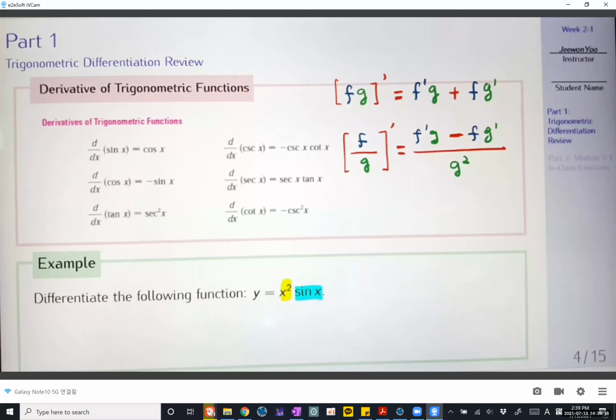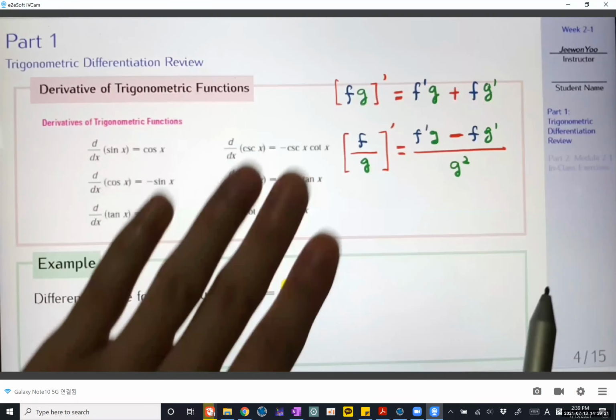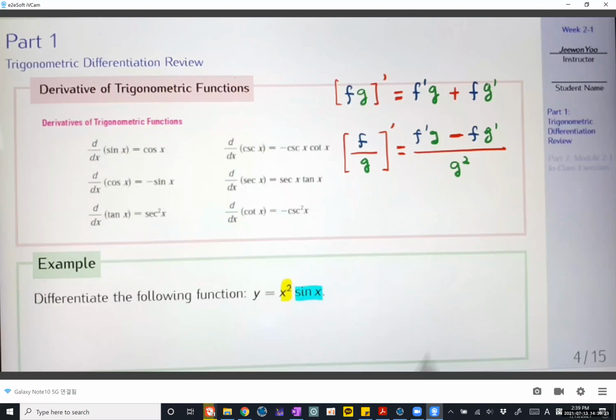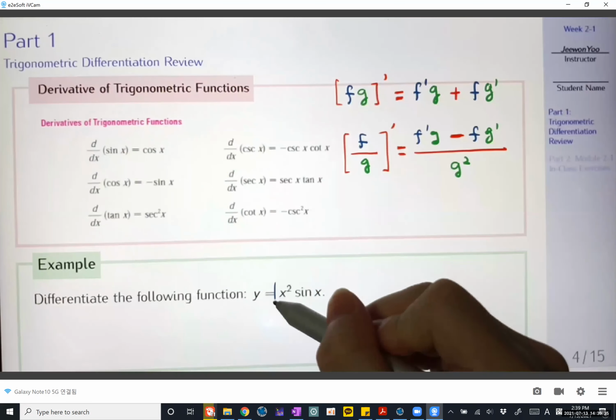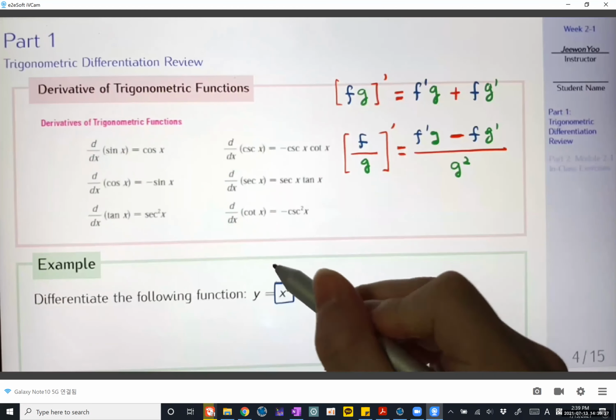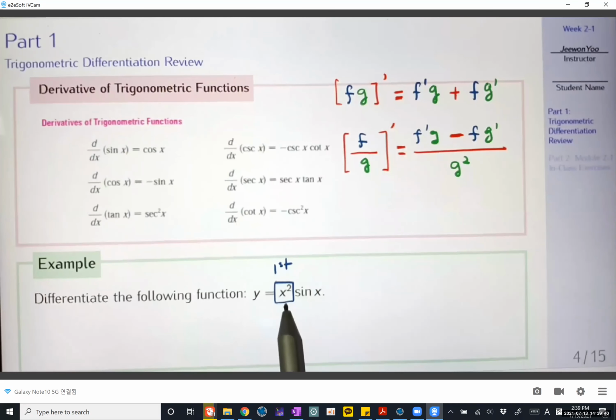Okay, I am assuming many of you know already the product and quotient rule. The reason why I'm teaching you this is because I want to solve this problem for you. What is the derivative of the following function? y equals x squared times sine x. Take a look. Our first function is x squared multiplied by the second function, which is sine x.